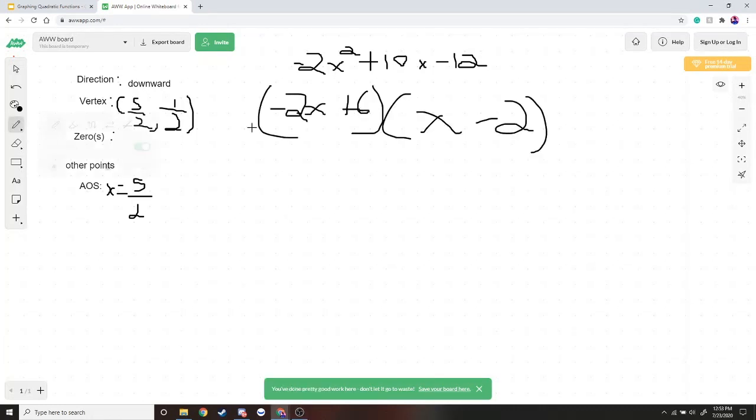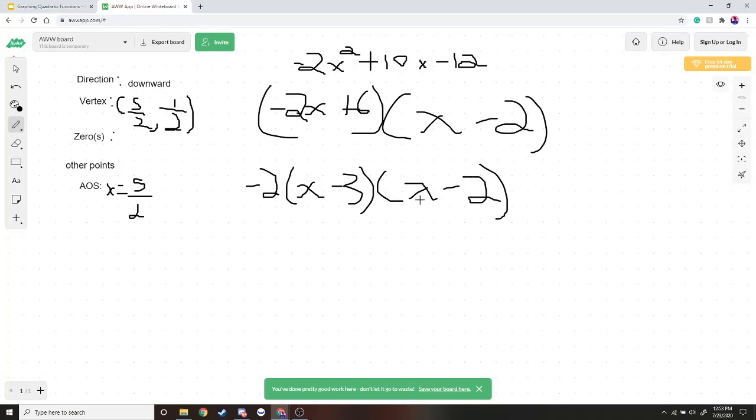You can see here that we can further simplify this because 2 and 6 have a common factor of 2. We're going to pull out a negative 2. What times negative 2 is equal to negative 2x? It's just x. What times negative 2 is equal to positive 6? That's minus 3. And then we can just bring that down here. So this is our fully factored form. This is the furthest we can simplify.